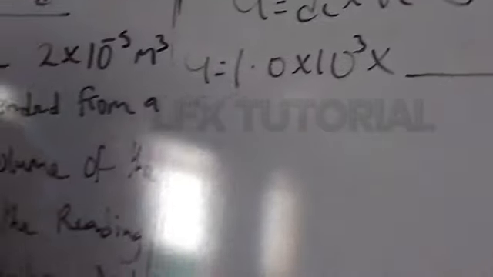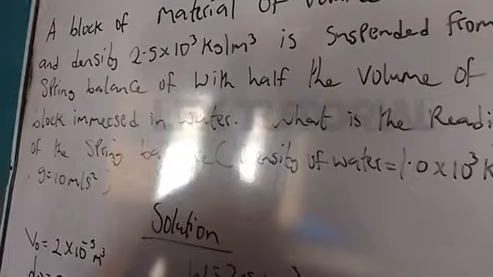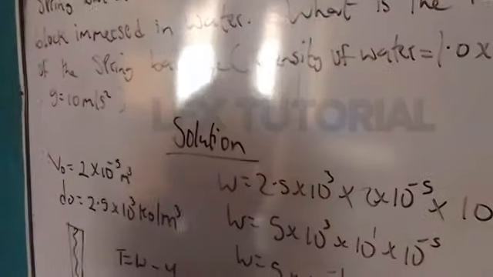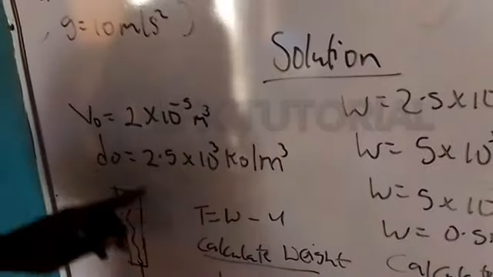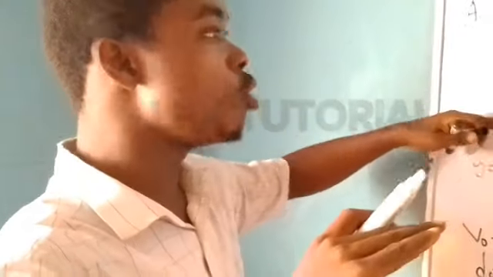So what we have here, we are looking at the volume of the liquid displaced. Don't forget that the volume of the liquid displaced is approximately equal to the volume of the object. So what is the volume of the object that we have here? 2 times 10 raised to the power minus 5 meter cube. But the question says it is only half of the volume of the block that is immersed. So the level of water that will be displaced upward will be half of the volume of the block.